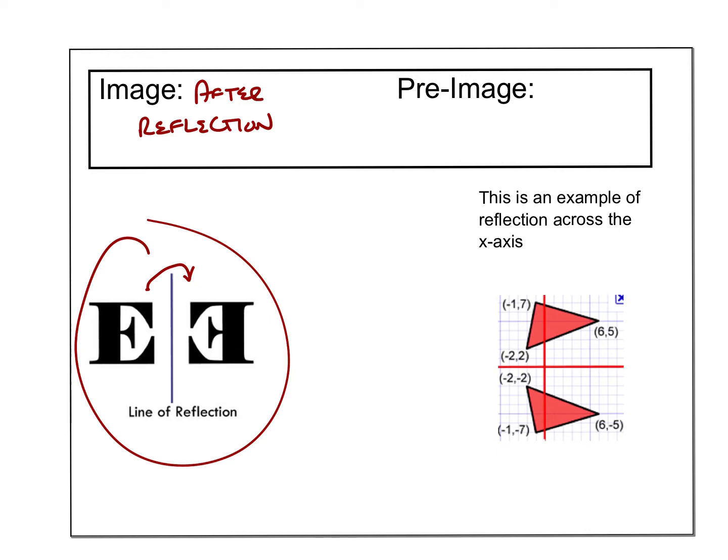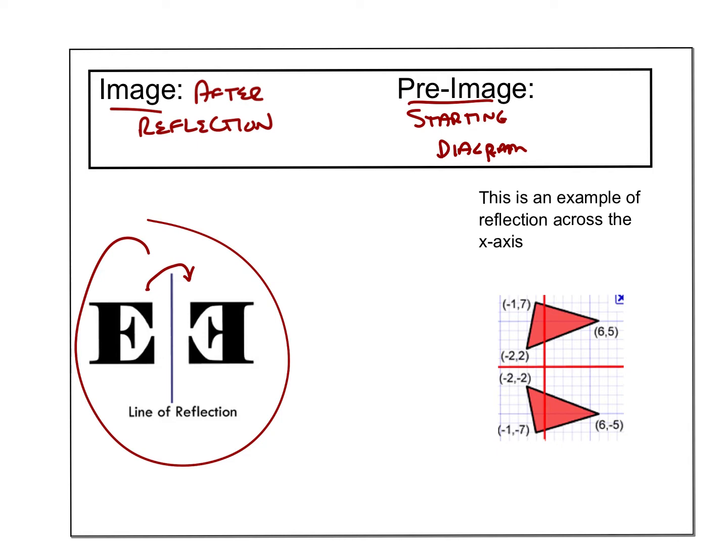Okay, so this is going to be whatever the shape is, whatever the image is after reflection, and this is going to be your starting diagram. Pre-image and image are things that you're going to have to be familiar with, because you're going to see those quite a bit throughout this entire unit.